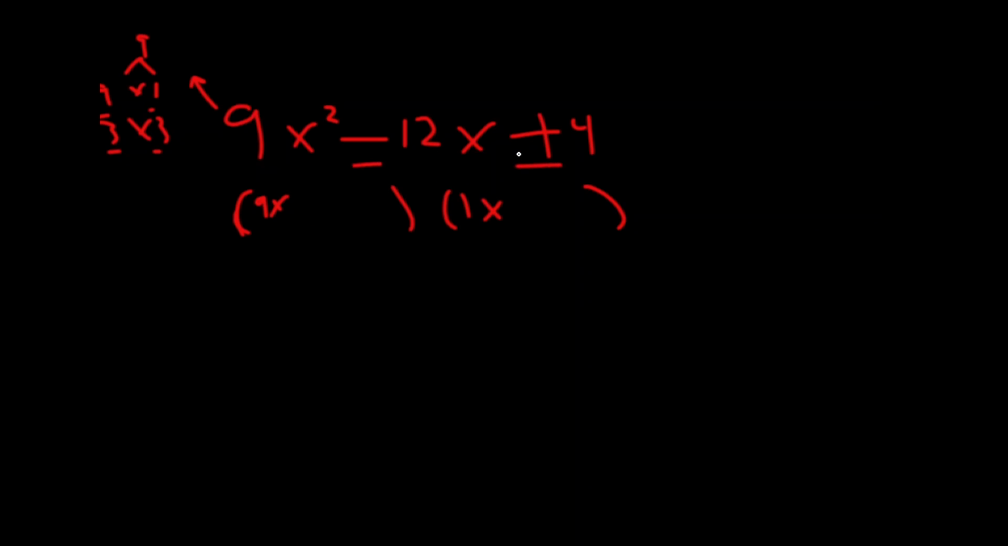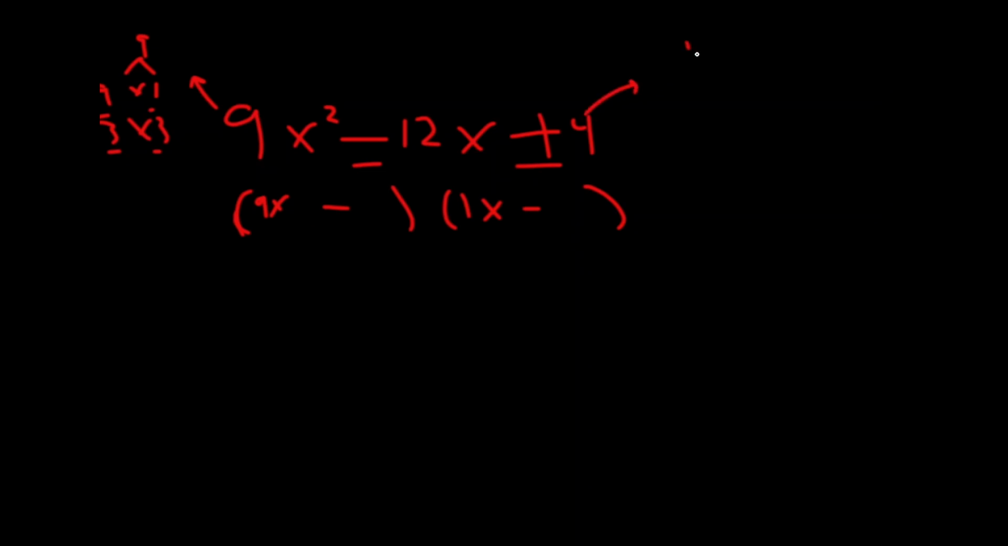With this term being positive and this term being negative, both of these signs will be negative, because these numbers without the variables, when we put them over here, are going to multiply together to get a positive number, but when they're added together, they have to get a negative number. So for that to be the case, these signs have to be negative.